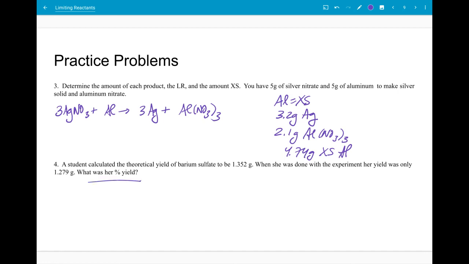And then this percent yield, this one's actually faster. You have the 1.279 for our actual. They gave us the theoretical for the percent yield. So 94.6% is pretty good.